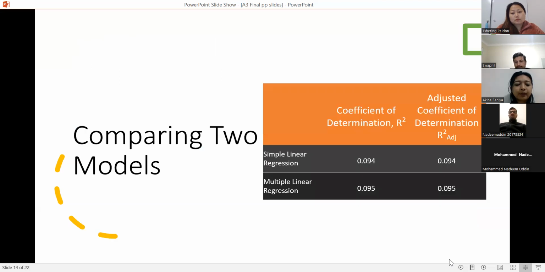Next one. Yep. Comparing the two models: model 1 is the simple linear regression model and model 2 is the multiple linear regression model. The best one is the multiple linear regression model, that is model 2, because it has the highest coefficient of determination R square and the highest adjusted coefficient of determination adjusted R square. So the best one is model 2. Next one.